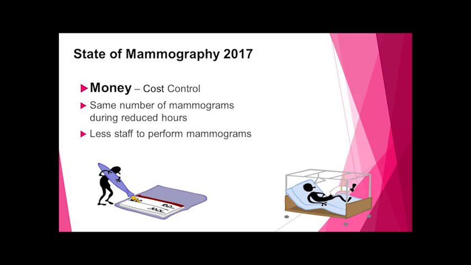So in mammography, the whole cost control issue meant that we had the same number of mammograms during reduced hours, maybe less staff to perform those. And so we've tried to continue to meet the quality standards and to improve the quality of care. But in many cases, that had to happen with less staff to perform the mammograms, fewer physicians to interpret them, meaning that fewer physicians were interpreting larger numbers of mammograms. So the whole cost control issue had an impact on the quality of mammography.